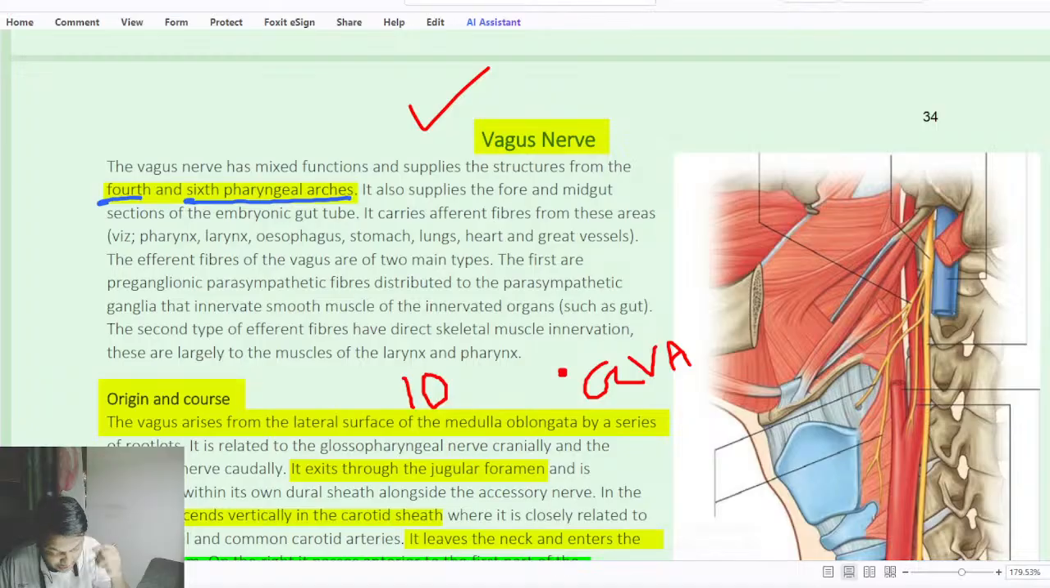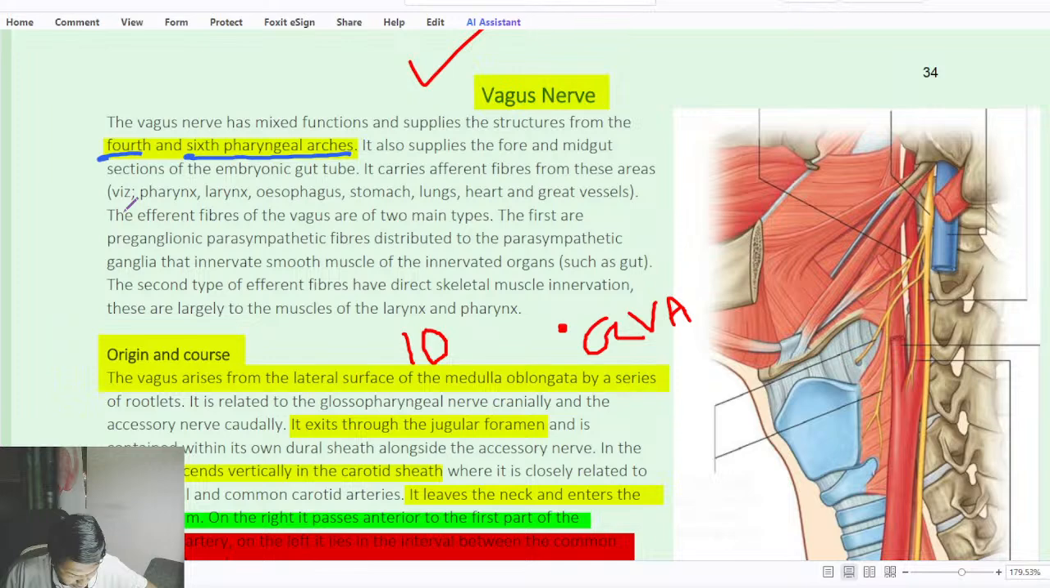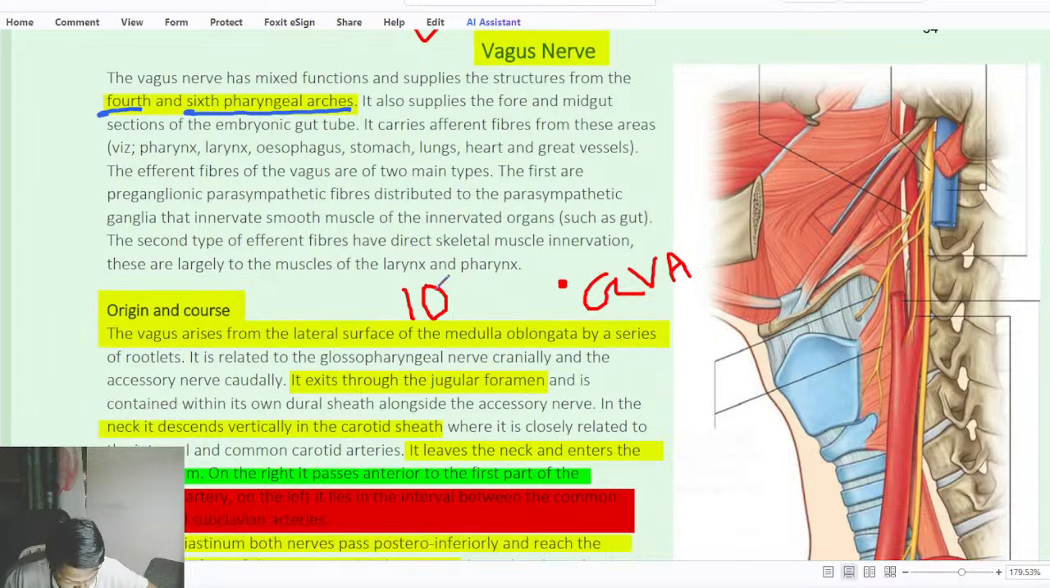Actually, there is no fifth pharyngeal arch. The fifth one is fused with the sixth. So we have 1, 2, 3, 4, and 6. So the vagus originates from the fourth and sixth pharyngeal arches. Then it arises from the lateral surface of the medulla oblongata by a series of rootlets.